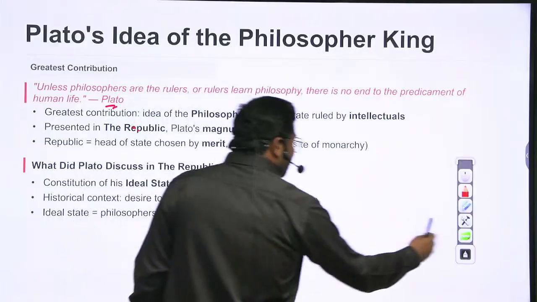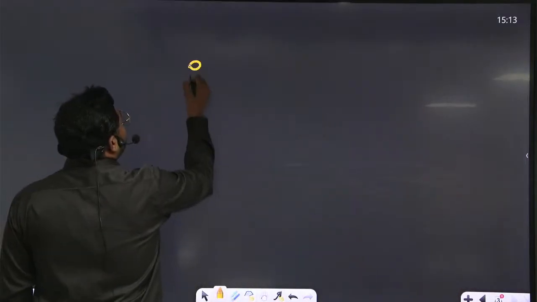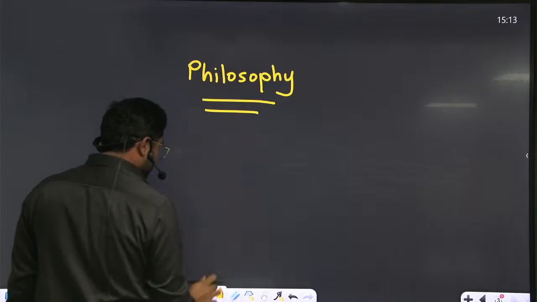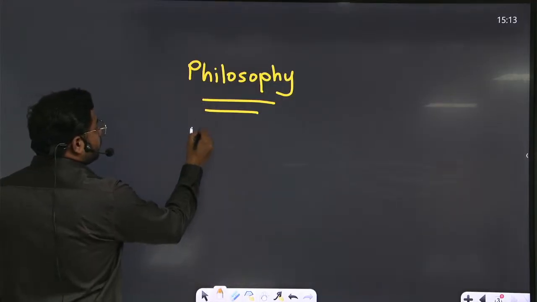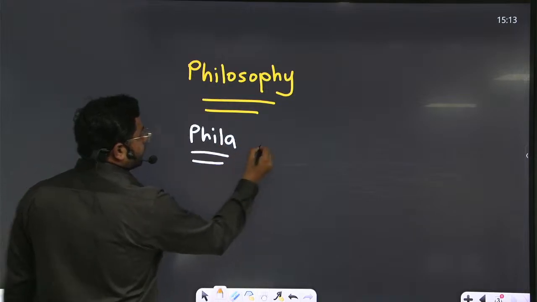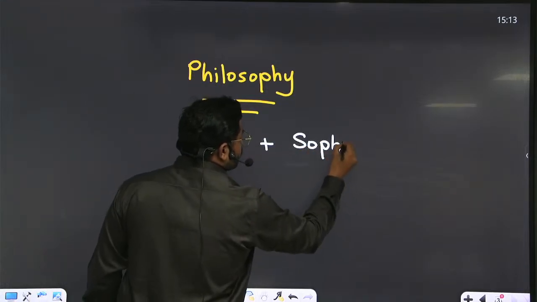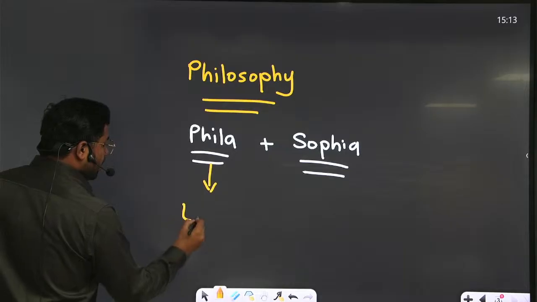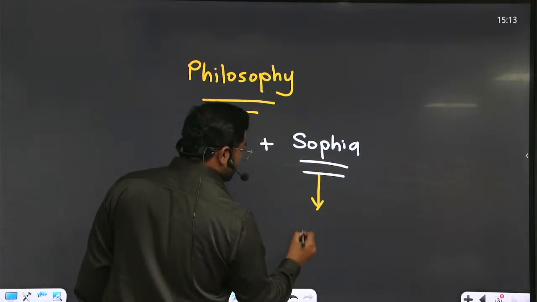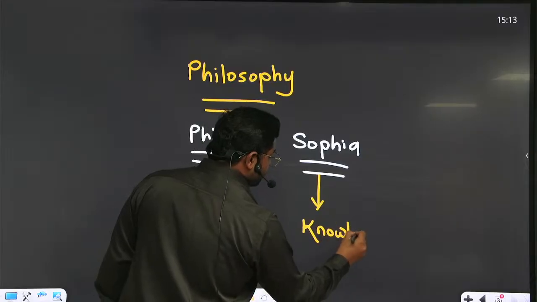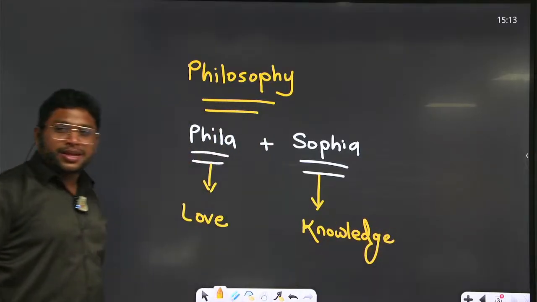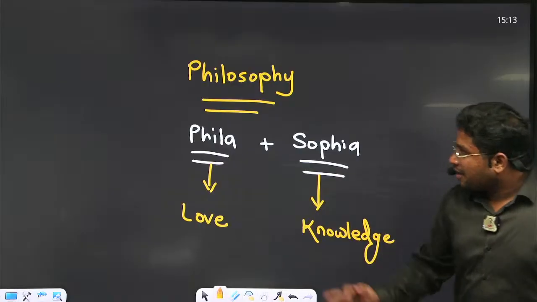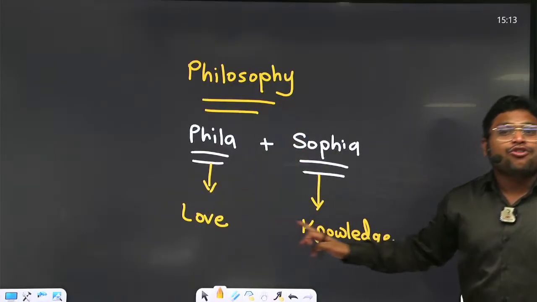You see, when you say philosophy, first word is phila. Second word is Sophia. Phila means love. Sophia is knowledge. Is this robot also with the name Sophia? Yes, that's the word. Sophia means knowledge. So philosophy means love for the knowledge.